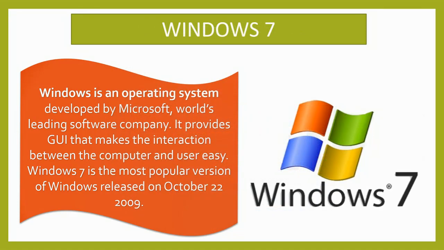Now let us talk about Windows 7. Windows is an operating system developed by Microsoft, the world's leading software company. It provides a graphical user interface that makes the interaction between the computer and the user easy. Windows got its name from the glass window, as its interface resembles a glass window through which we can see and have different views. Windows 7 is the most popular version of Windows and was released on October 22, 2009.